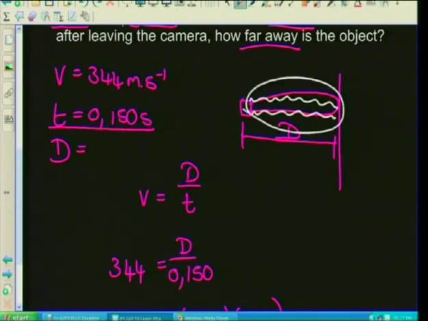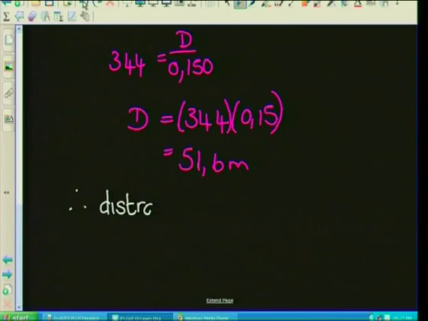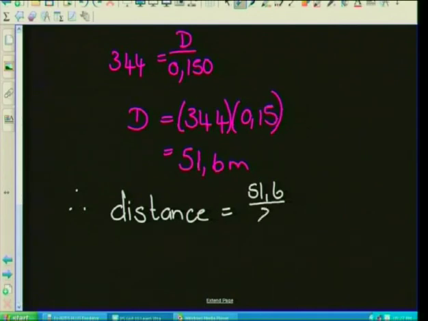But now, what has actually happened is the wave has traveled there and it's traveled back 51.6 meters. That means I've calculated double the distance because the time taken was there and back, and I just want to know what there is. So, the actual distance is equal to 51.6 divided by 2. It's 25.8 meters.